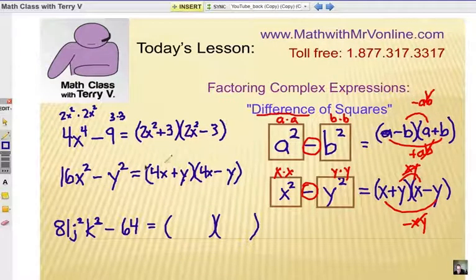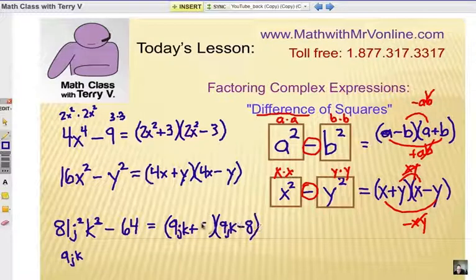Alright, using some bigger numbers here, what's the square root of 81j squared k squared? Well, that would be 9jk. If I multiplied that by itself, I would definitely get that first term. So 9jk goes in the initial position in both binomials right there. Plus minus, and 64, the square root of that is 8. So we put an 8 in both places.